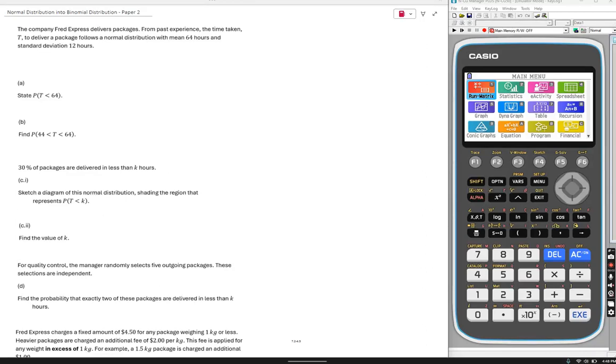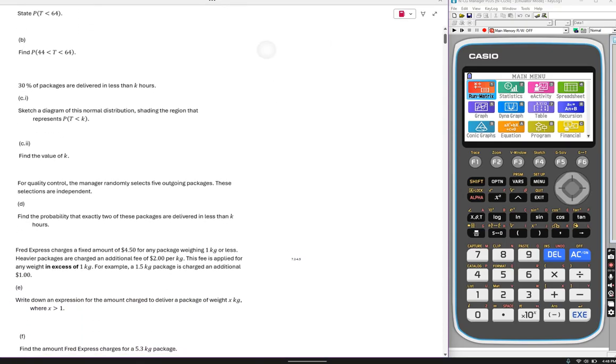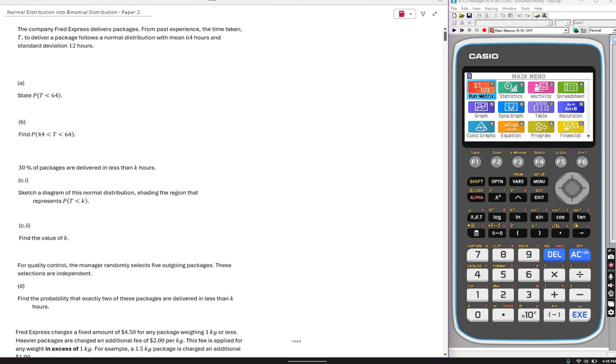Hi everyone, today we have a normal distribution into a binomial distribution paper 2 style question. I phrased it like that because it's immediately clear that it's a normal distribution, but later in the question it turns into a binomial distribution, and part of the hard bits about this question is that you need to recognize that. So I will explain as we go.